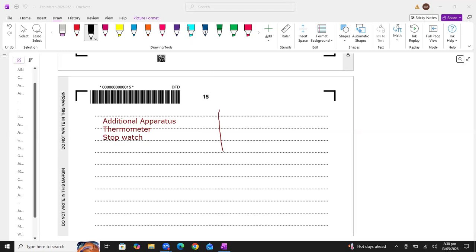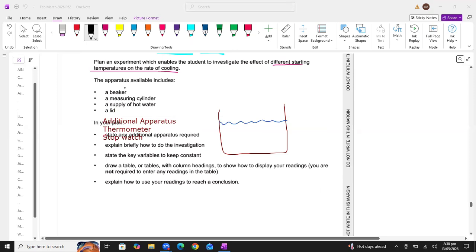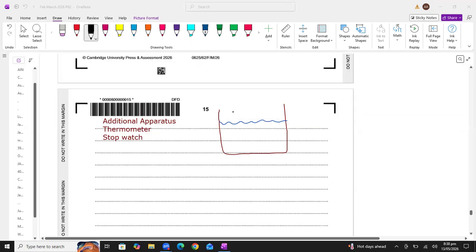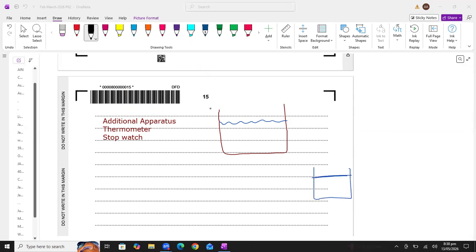So we will take one cylinder, and we will pour the supply of hot water in this cylinder or beaker. I think beaker is mentioned or cylinder is mentioned. Let me check, students. Yeah, beaker is mentioned. And first of all, measuring cylinder is also mentioned here. Measuring cylinder means we will measure the amount of water, the volume of water. Like if you are using 100 cm³ of water or 200 cm³ of hot water, then we will pour this hot water into this beaker.